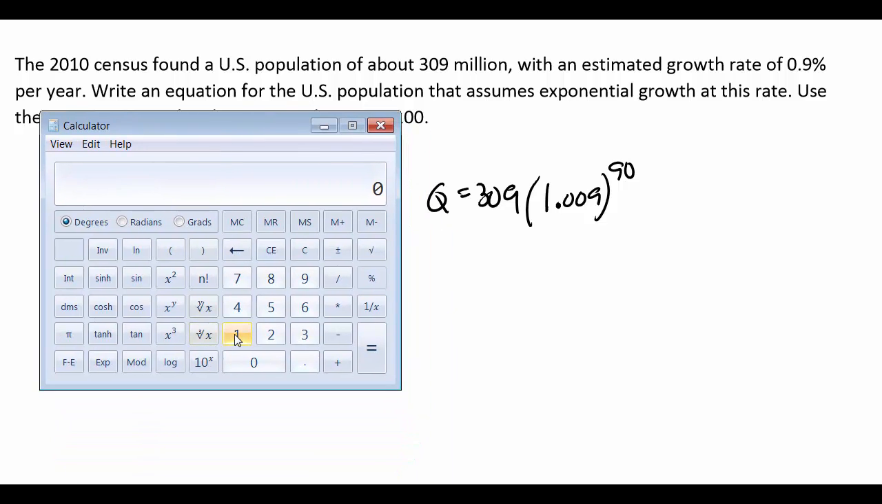All right, so for me, I type in the number first and then raise it to that power. So 1.009, and I'm going to raise that to the 90th power. And then whatever that result is, I'm going to multiply that by the 309. So you want to start inside the parentheses first and then go out. Okay, so I would predict that's about 692 million.